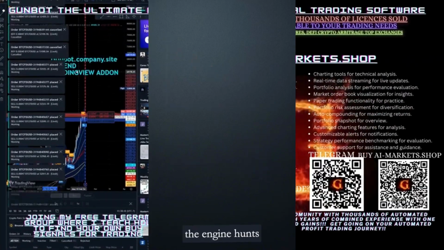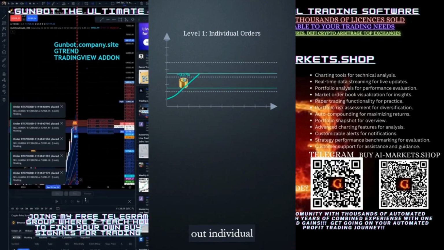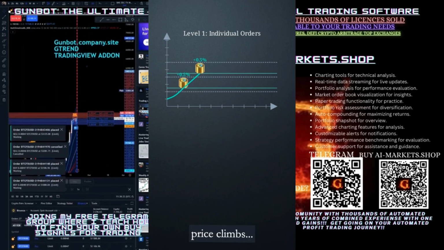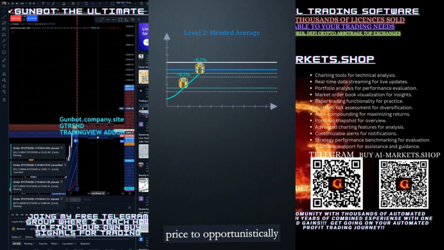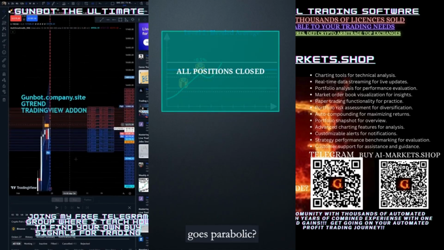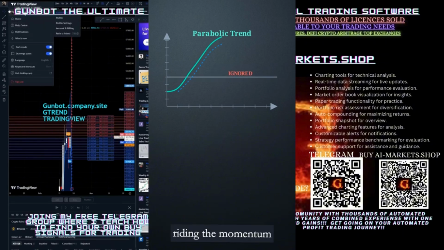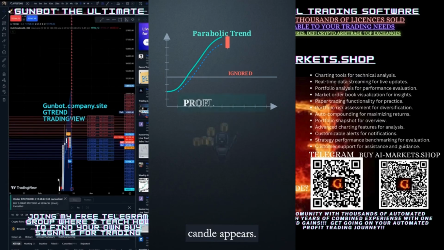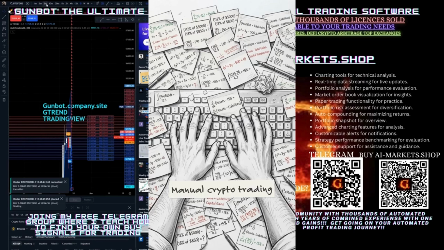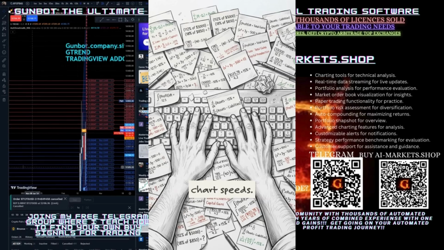Once you are in the trade, the engine hunts for profit on 2 levels at once. It quietly cashes out individual orders as the price climbs, while calculating a blended average price to opportunistically close the entire position at once. And if the trend goes parabolic, the bot ignores fixed percentage targets. It turns those targets into trailing floors, riding the momentum upward, and only locks in profits when a genuine reversal candle appears. Manual crypto trading means constantly doing math for order sizes and flipping through chart speeds.